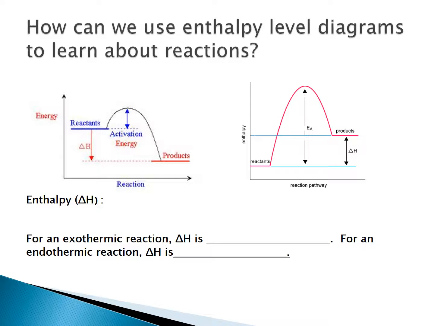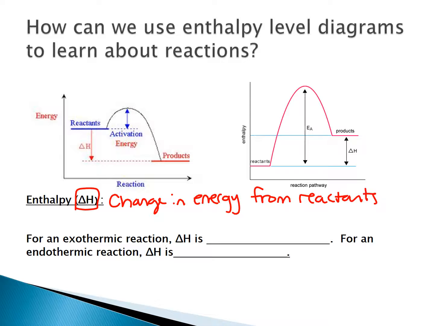Now, you might remember these from Unit 5 when we talked about catalysts and activation energy. Okay, enthalpy, represented by delta H, is the change in energy for a reaction from reactants to products. So you can represent that really well using an enthalpy level diagram or a potential energy diagram.